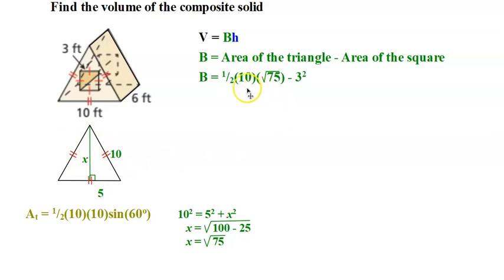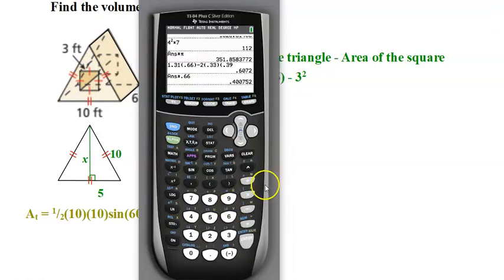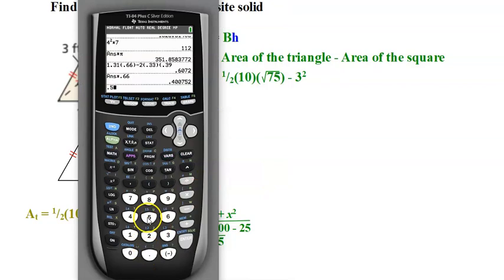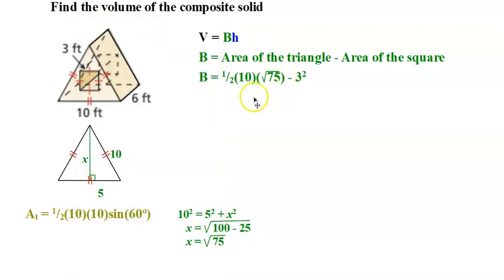So I have 1/2 times the base of the triangle, 10, times the height of the triangle, that's right here, the square root of 75, minus the area of the square. The square has a side of 3, so 3 squared, 3 times 3, length times width. Let's put that in the calculator. So 1/2 times 10 times the square root of 75, minus 3 squared, which is 9. Alright, so there it is.